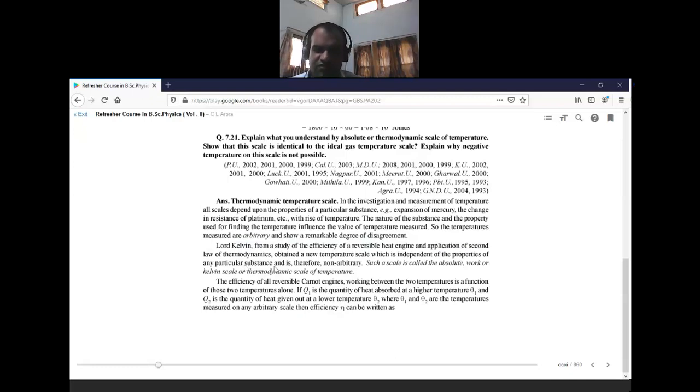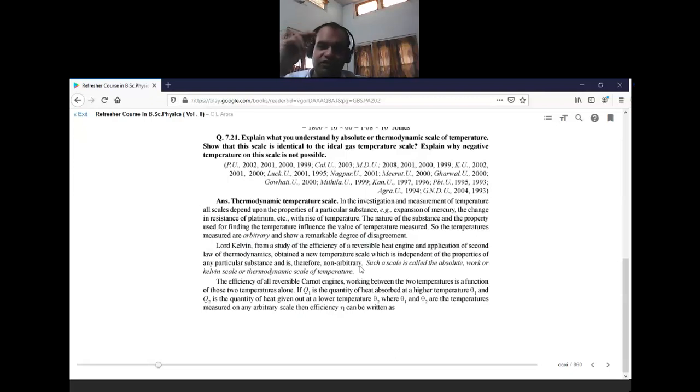Dependent on particular substance, and therefore non-arbitrary. Non-arbitrary means it is not different for different substances. It is the same if we are using, so you recall the Carnot cycle. On what things does the efficiency of a Carnot engine depend? It depends on only two things.